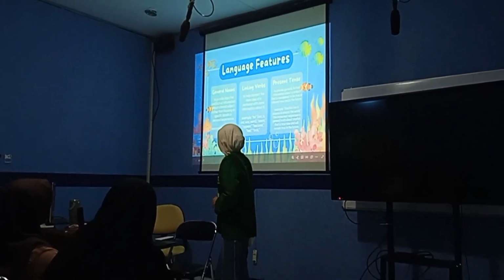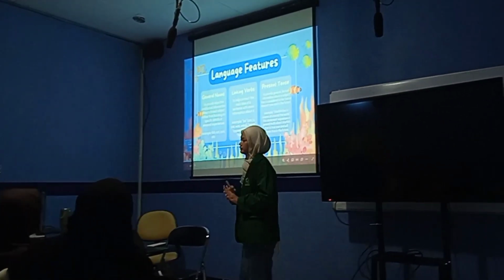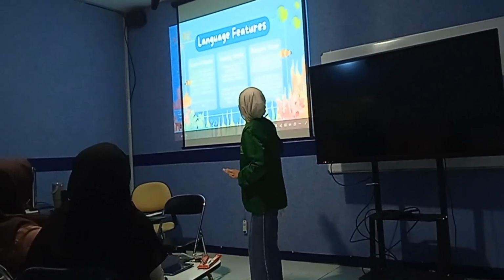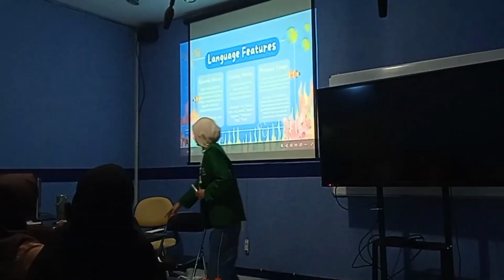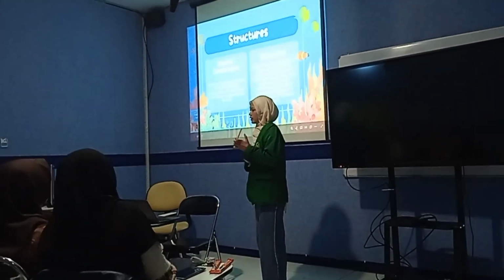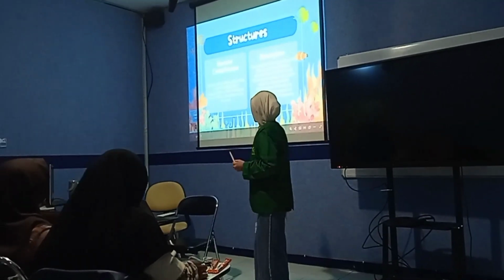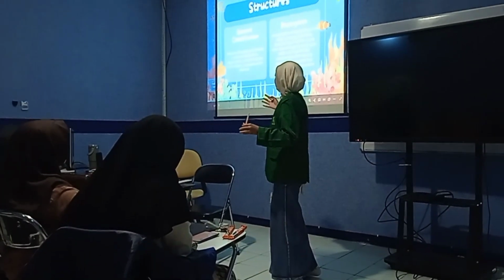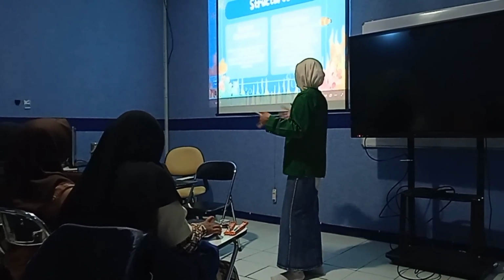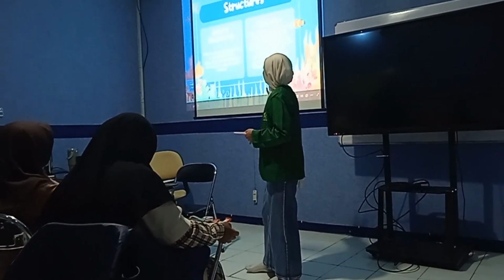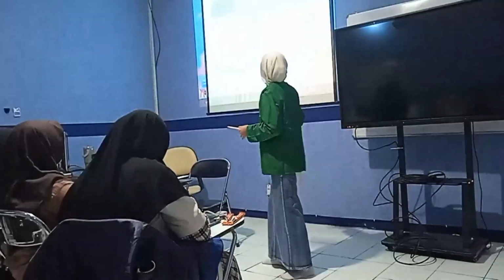And then we move to the language features. As I said, there are three language features in report text, which are general nouns, linking verbs, and present tense. And there are only two structures of report text, same as descriptive text, which are general classification and description. The general classification is used to introduce the subject or the topic. The description writes more detailed information about the subject or the topic.